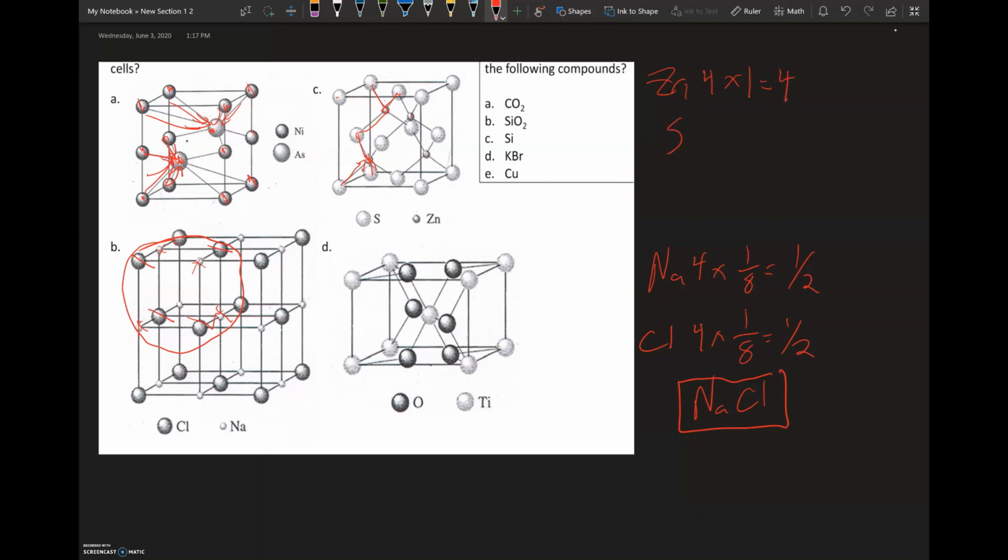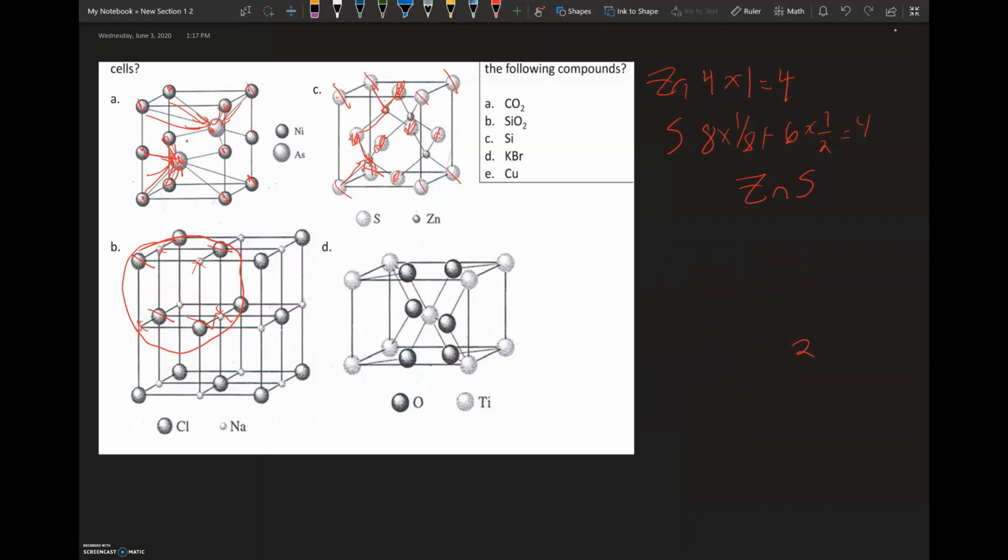Now sulfurs, I find 1, 2, 3, 4, 5, 6, 7, 8, and then they're all corners, so that's 1/8. Now I also see that we have some that are found on the faces, and the faces are 1/2. So that's going to be 3, which adds up to equal 4. So that's going to give me ZnS for the empirical formula. And again, you can reduce that, simplify it.